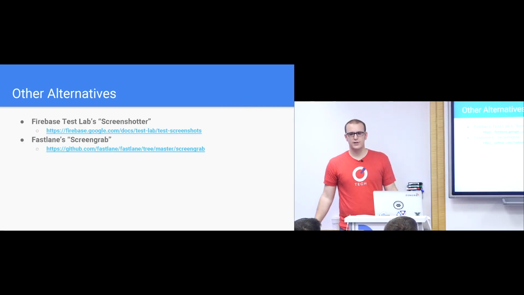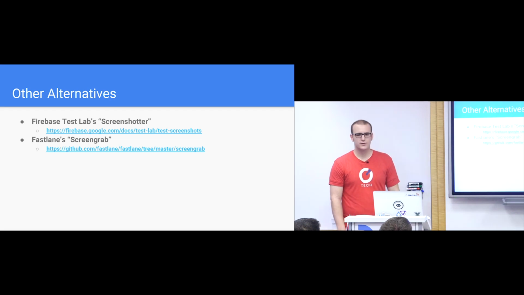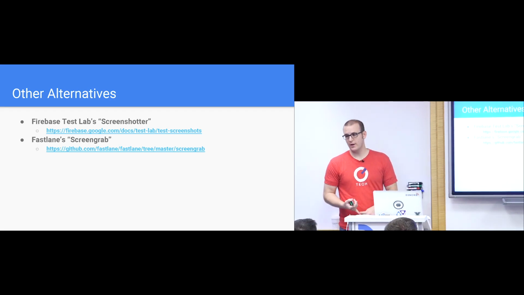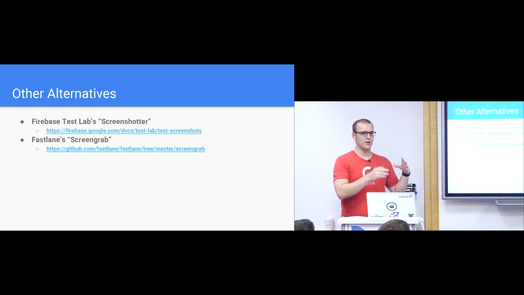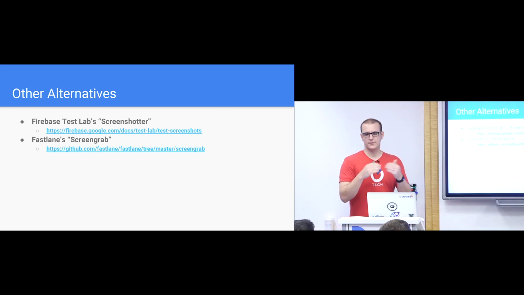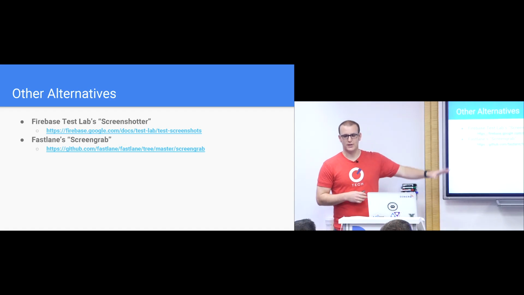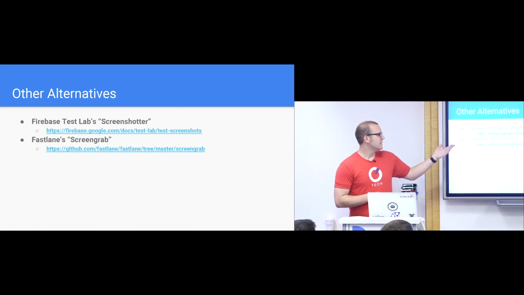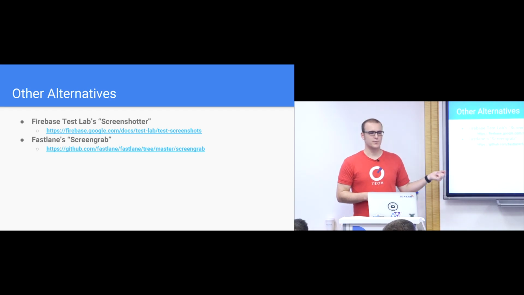Other alternatives for screenshots: if you went to Fabric's Fastlane, they have Screengrab, which actually uses UI Automator for 18 and up. I talked to Andrea from their team, and it looks like their implementation for below 18 is very similar to what Spoon has, and it doesn't capture the elevation. But that's awesome if you're using these tool sets, you get it for free. Also, Firebase Test Lab has a screenshotter, which is pretty neat, but because it doesn't integrate directly with Spoon, I don't really cover that.